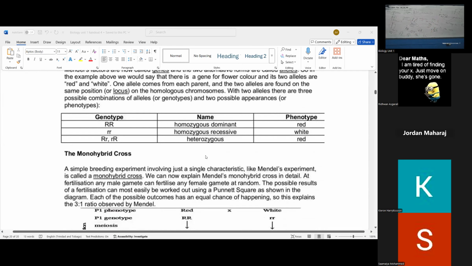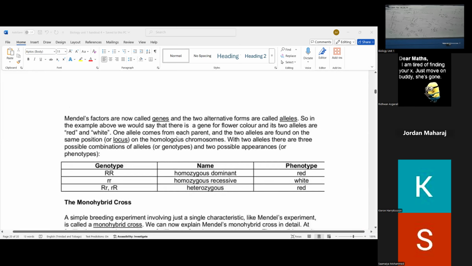Anybody know what that type of cross is called? Or the two types of crosses? So this is an example of a monohybrid cross. In a monohybrid cross, you're only comparing one characteristic. The characteristic here was flower color. We also have dihybrid crosses, where we compare two characteristics. But for now, we're doing the monohybrid crosses.